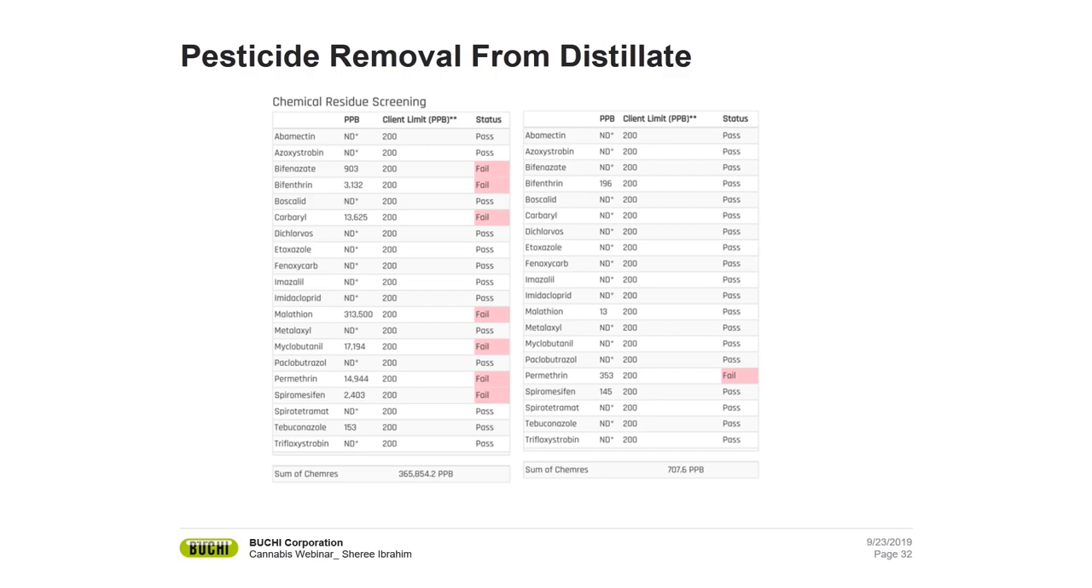Even for permethrin, we still have low levels, showing 350 parts per billion. This one is difficult to remove because of its close polarity to THC. We still removed a significant amount, even lower than the California regulation.